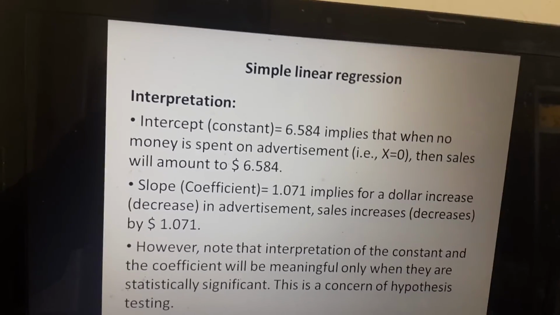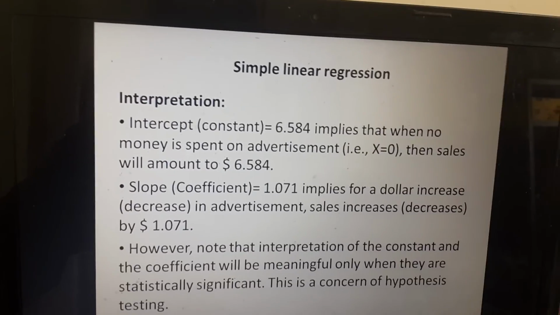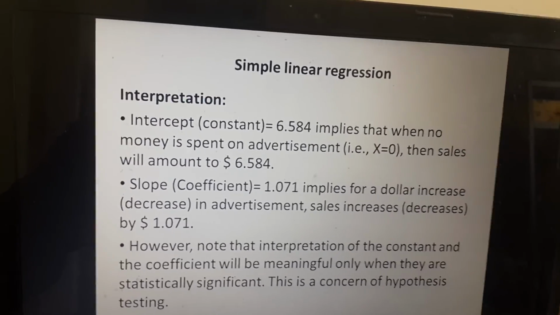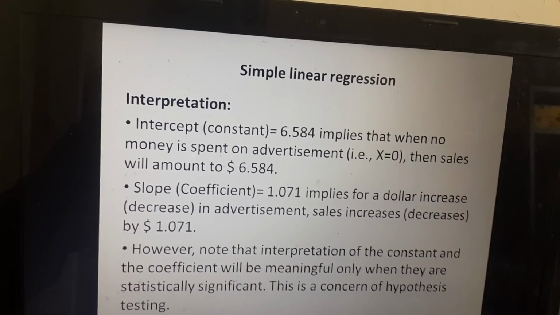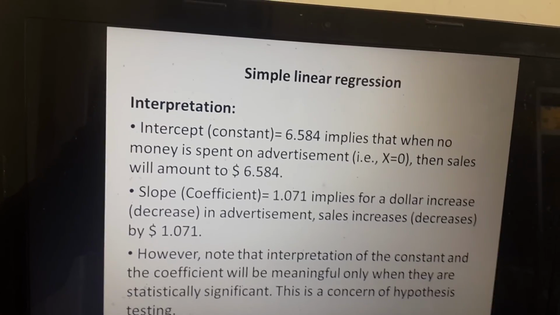And today I think we have run out of time. In our fourth lesson, we will go in depth about how we interpret the SPSS output of simple linear regression.